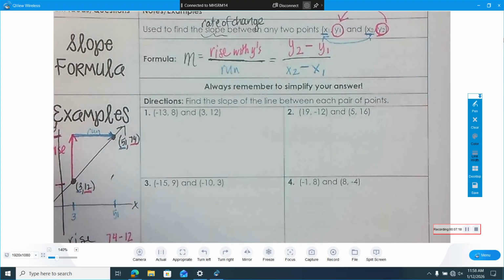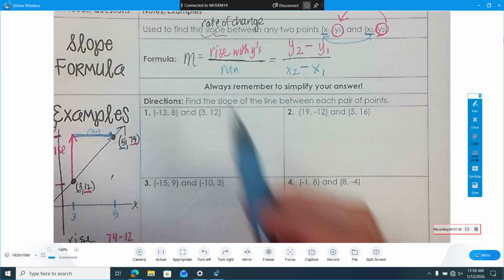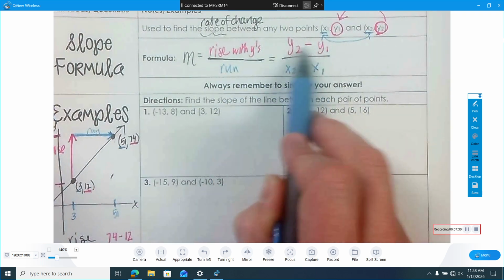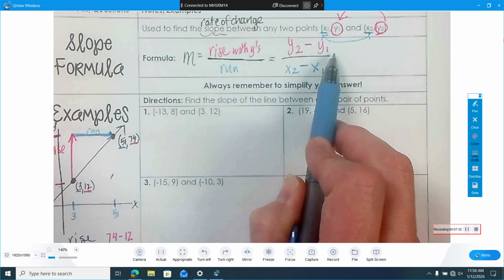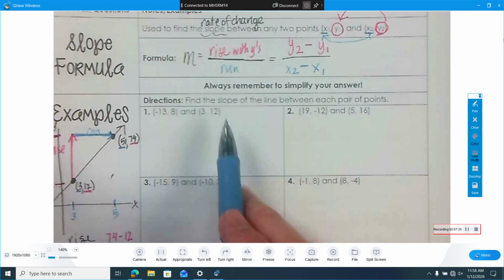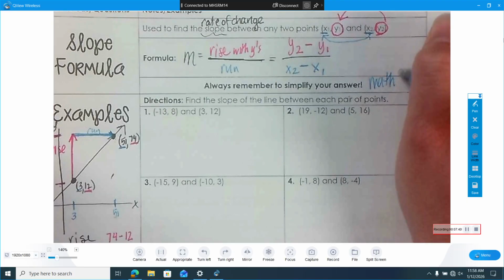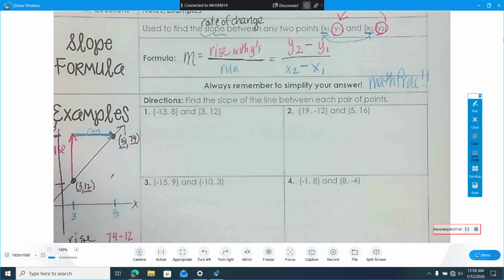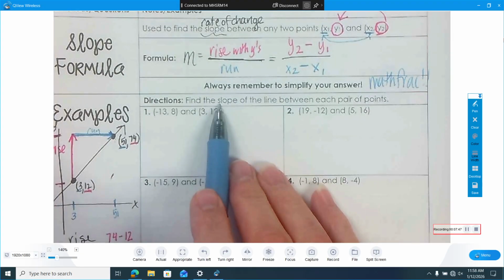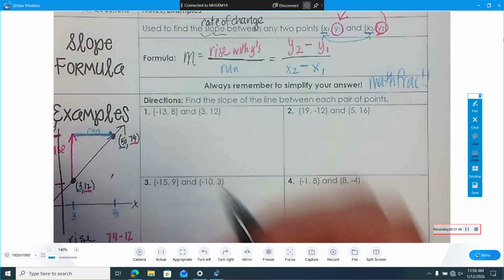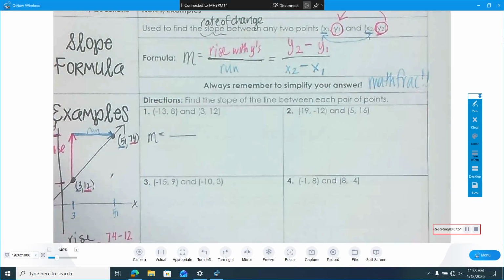It's something you're going to have to memorize. Hopefully after you do it enough, you'll just be able to do it because you've done it so much, okay? So you're subtracting your y's. This is why I say rise with the y's, so we remember that the y coordinate is on top, okay? Really important. Always remember to simplify your answers. So Math Frock is going to be pretty useful today, all right? So keep that in mind. We want to find the slope between each pair of points. So what we want to remember is that slope is always a fraction.